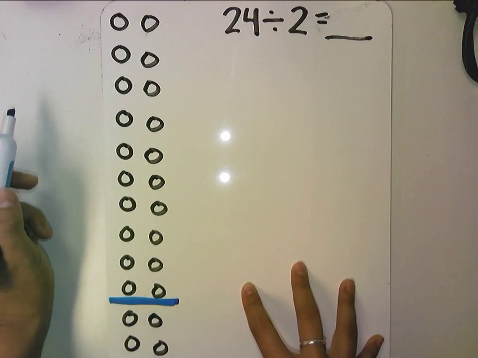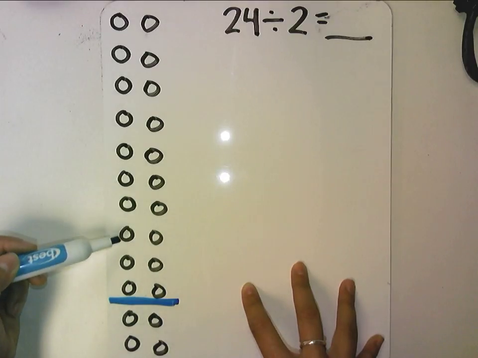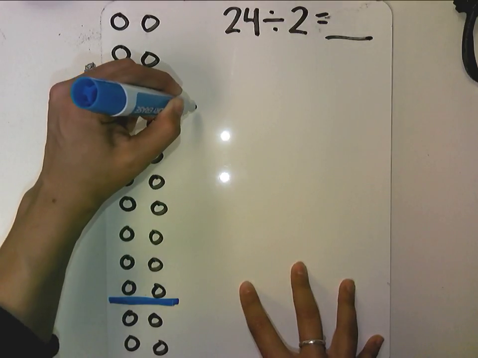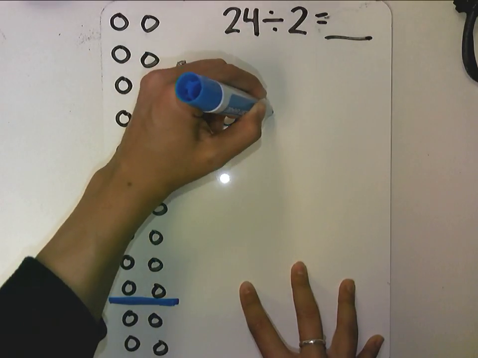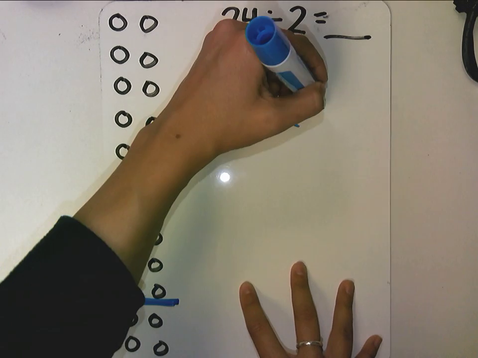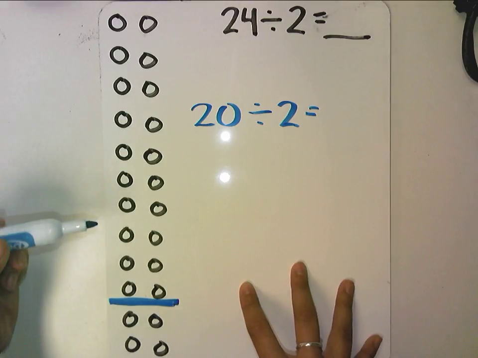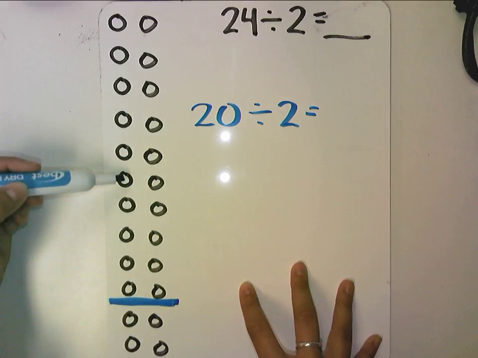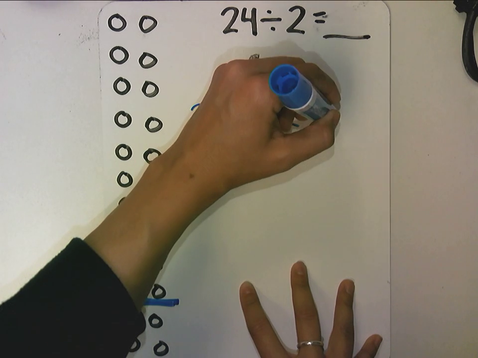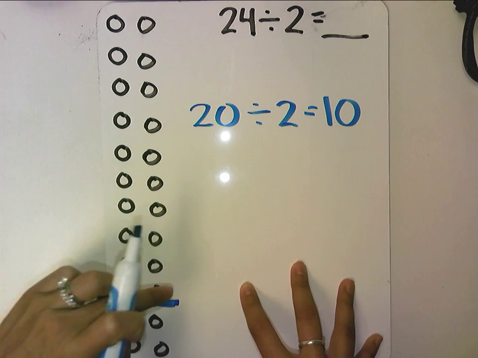And we have 2, 4, 6, 8, 10, 12, 14, 16, 18, 20. We have 20 circles now, so I'm going to write right next to this part 20 divided by 2 equals, and how many 2's are above the line? How many rows of 2? Well, there's 1, 2, 3, 4, 5, 6, 7, 8, 9, 10. So 20 divided by 2 equals 10 because we have 10 rows of 2 out of our array of 20 circles.